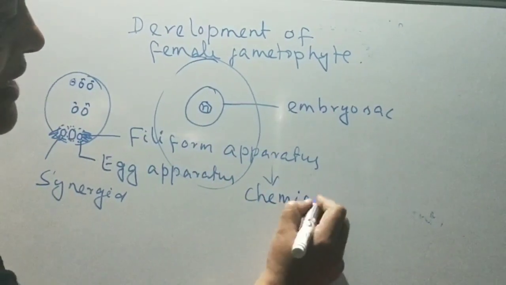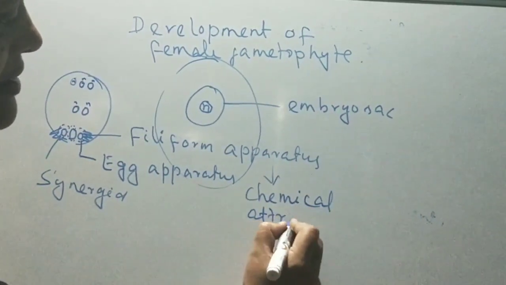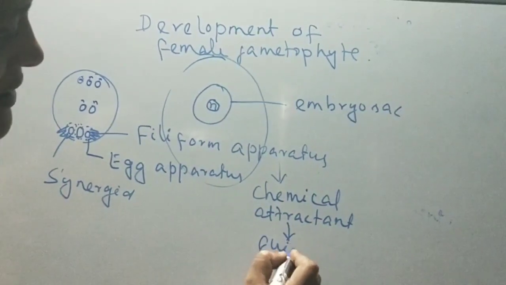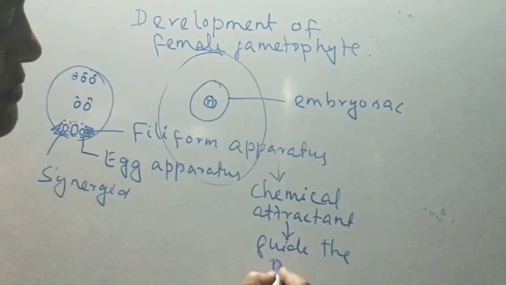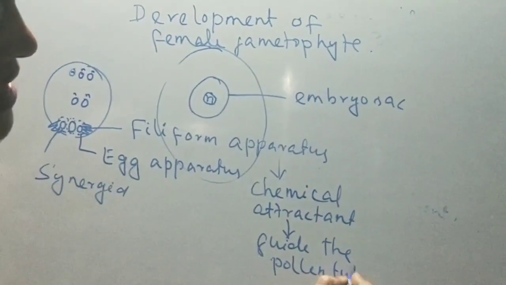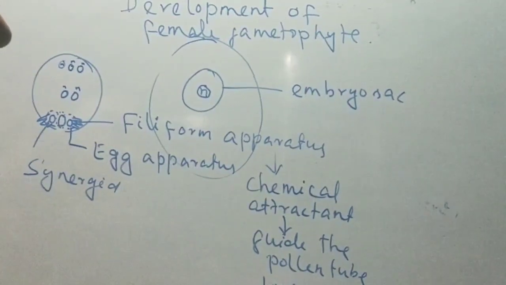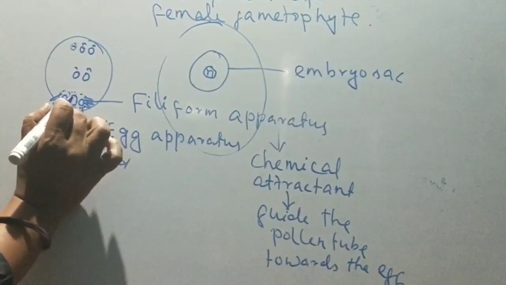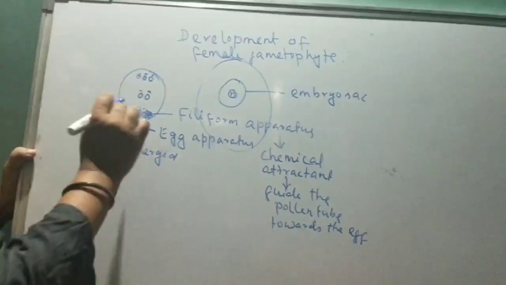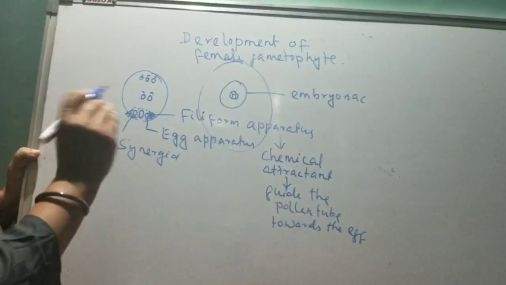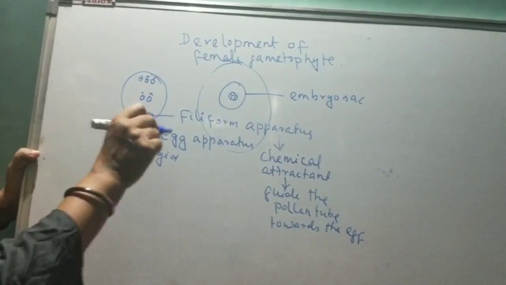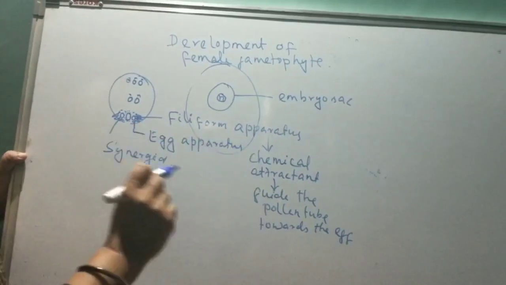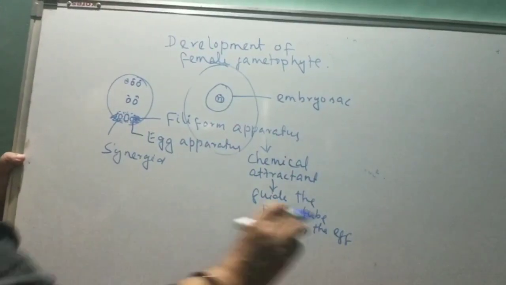They produce a chemical attractant. This chemical attractant guides the pollen tube towards the egg. Here the egg is present. Now this totally is called the egg apparatus: the central egg, 2 smaller synergids, and from the synergid there is the filiform apparatus. The function of the filiform apparatus is giving the chemical attractant that guides the pollen tube towards the egg.